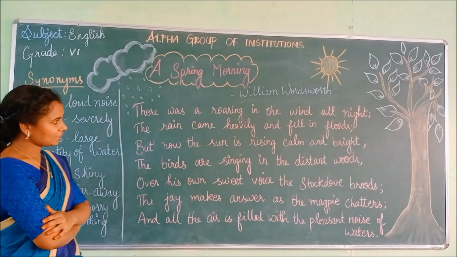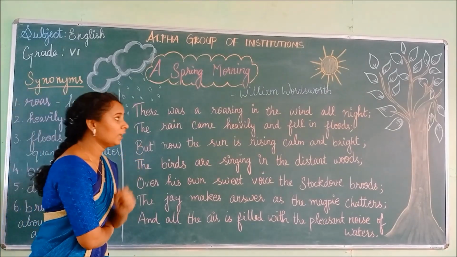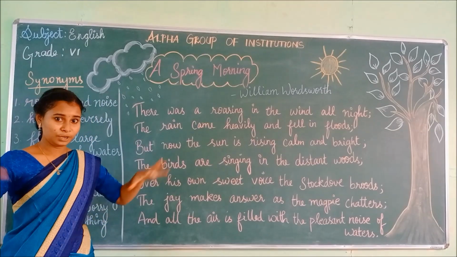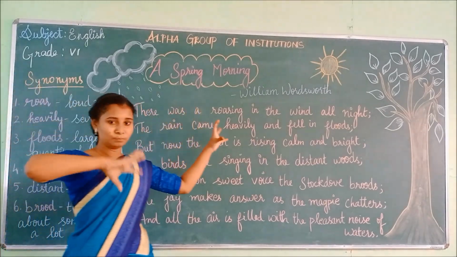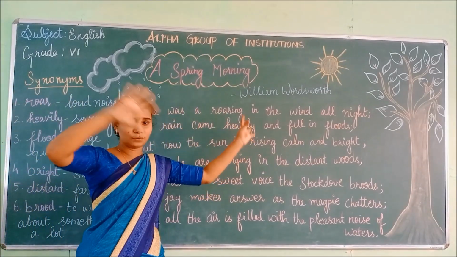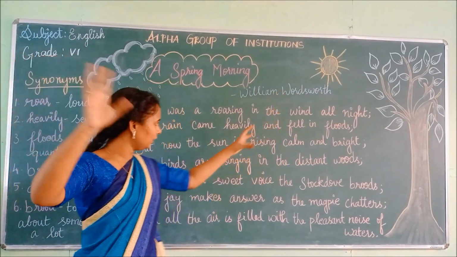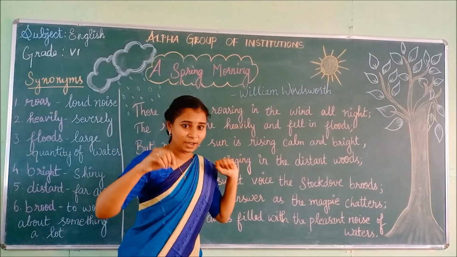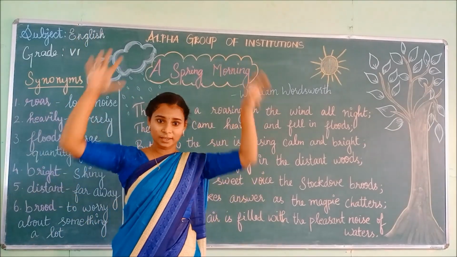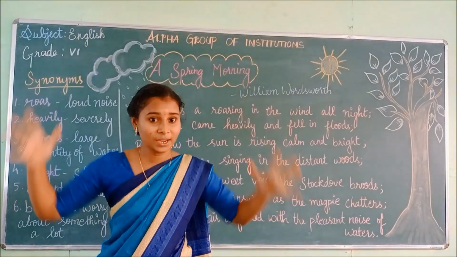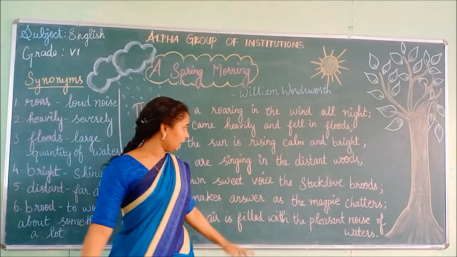Okay, fine. So, what is happening? There was a roaring in the wind all night. Roaring means a heavy blow of wind. I told you, there was roaring. It was roaring like anything. And we have heavy rain. It is raining. And how does it rain? It rains heavily.